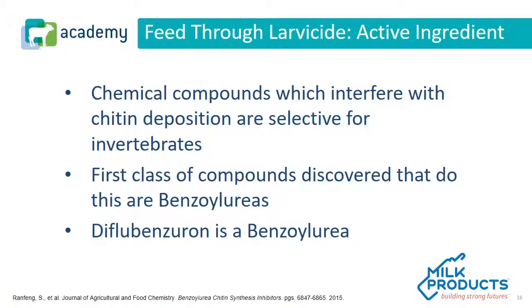A viable feed-through larvicide is an active ingredient that contains chemical compounds which interfere with chitin deposition. These are selective invertebrates that go through developmental stages that require chitin. The first class of compounds discovered that interfere with chitin placement are called benzoylureas. The most commonly used benzoylurea is diflubenzuron.